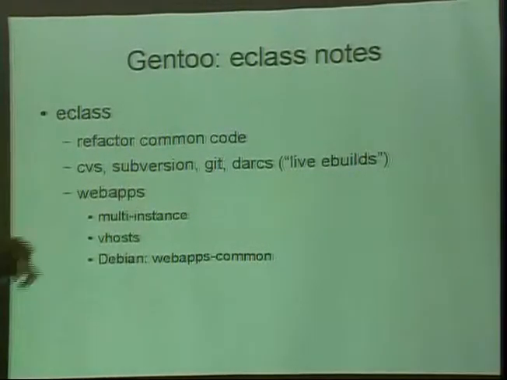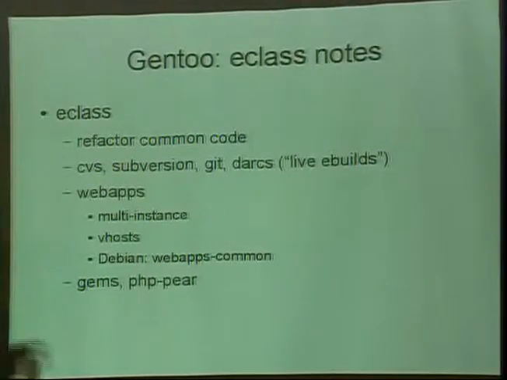Then there's support for vhost too, but I don't do vhost, so I don't know what I'm talking about there. Another interesting thing is it pulls for gems and PEAR. The nice thing about this is it actually uses gems to do the gems. So once you install a gem, it actually shows up under the Gentoo package database. It also shows up in your normal Ruby gems.